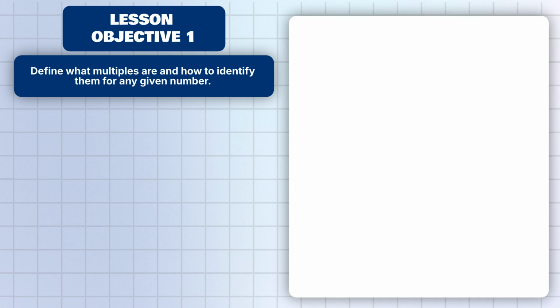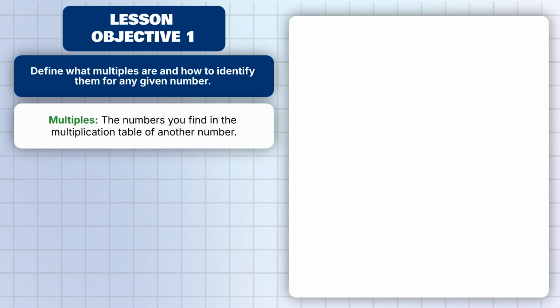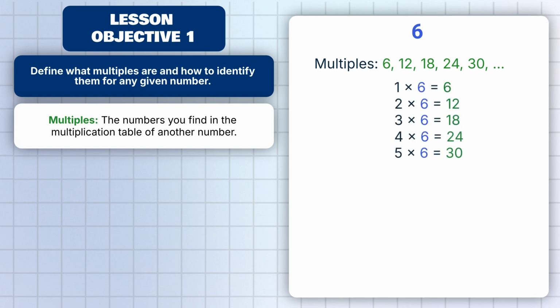First, we must understand multiples. When we talk about multiples, we're referring to the numbers you find in the multiplication table of another number. For example, the multiples of 6 are 6, 12, 18, 24, 30, and so on. These are all results you would get if you multiplied 6 by different whole numbers, 1, 2, 3, 4, 5, and so on.